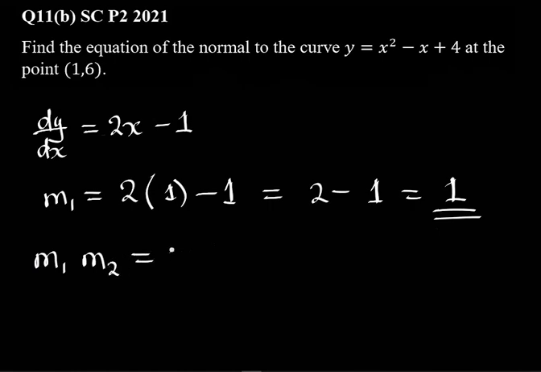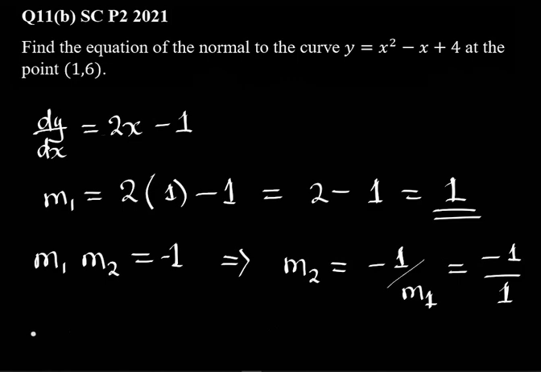If we use this relationship that we know from coordinate geometry, we can easily find that m2 is equal to negative 1 divided by... sorry, we had the 1 actually. Here we're supposed to put m1, which is equal to negative 1 over 1. Therefore, m2, which is the gradient of the normal, is going to be negative 1.